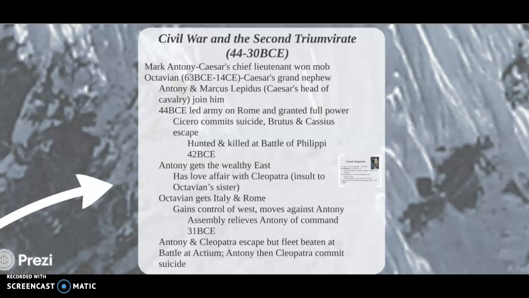This time it is Octavian, Caesar's grandnephew, Mark Antony, Caesar's chief lieutenant, who has been at his side throughout the Gallic Wars and on, and then Marcus Lepidus, who is head of Caesar's cavalry. So you got a second triumvirate that rises. They go to war with Brutus, Cassius and the other senators. And the senators are eventually defeated at the Battle of Philippi in 42. Then the empire is basically split between Antony and Octavian. Antony gets east, and he hooks up with Cleopatra, literally, in the east, and Octavian gets the west.